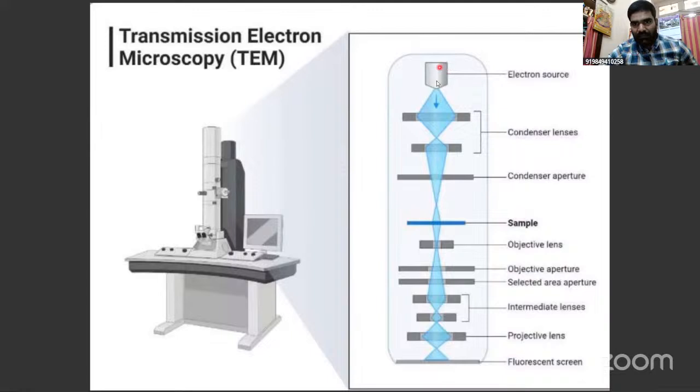From this electron source, the beam will fall through these condenser lenses onto the condenser aperture and onto the sample. The beams coming out of this sample will be subjected onto the objective lens, where the objective lens forms an image at the objective aperture, and that selected area is again formed onto the intermediate lenses. From the intermediate lenses, it goes to the projective lenses, where it is magnified multiple times, highly magnified, and projected onto the fluorescent screen.